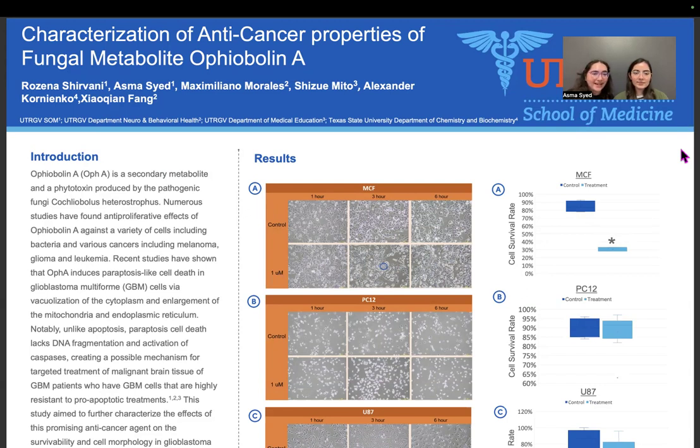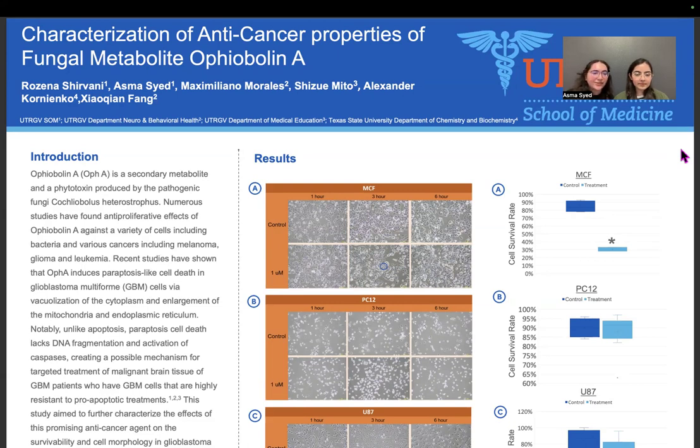So Ophiobolin A, or OPH-A, is a secondary metabolite and a phytotoxin produced by the pathogenic fungus Cochliobolus heterostrophus. Numerous studies have shown the anti-proliferative effects of Ophiobolin A against a variety of cells, including bacteria and various cancers, including melanoma, glioma, and leukemia.